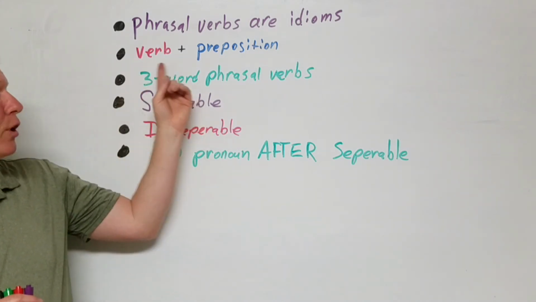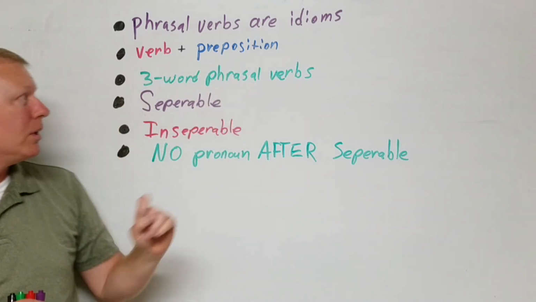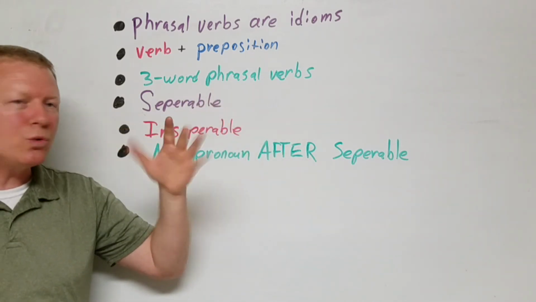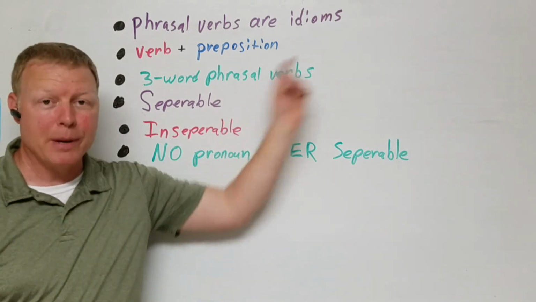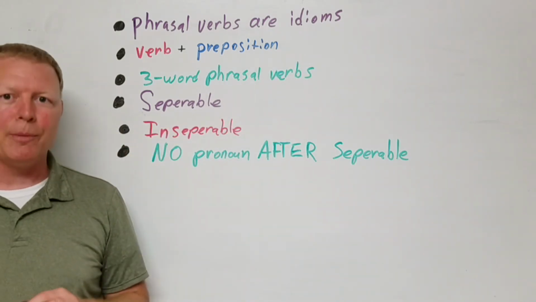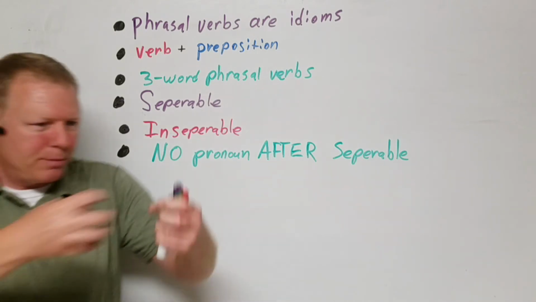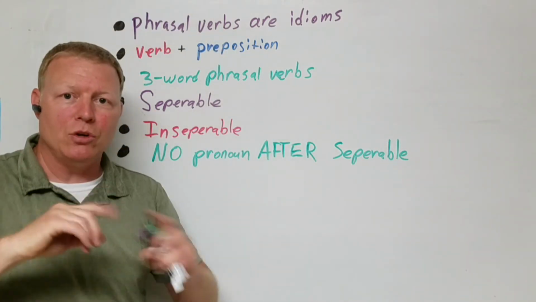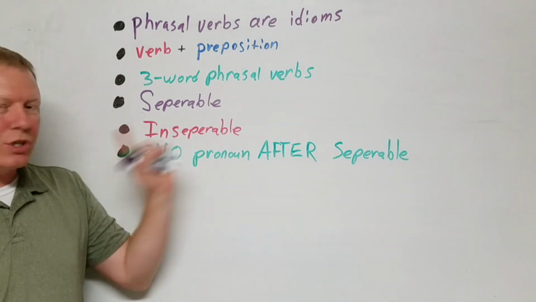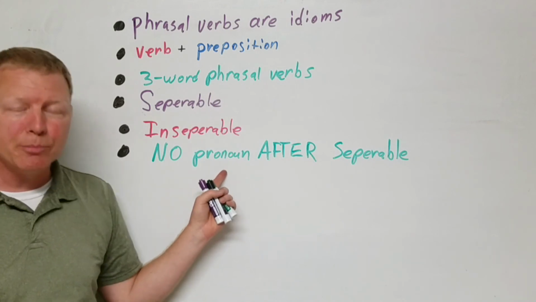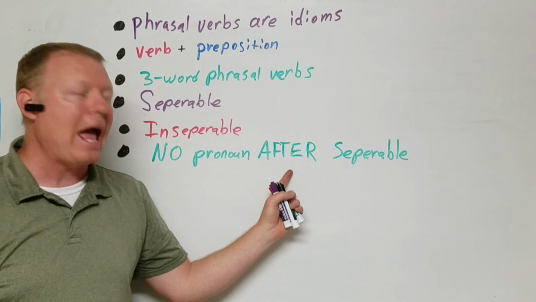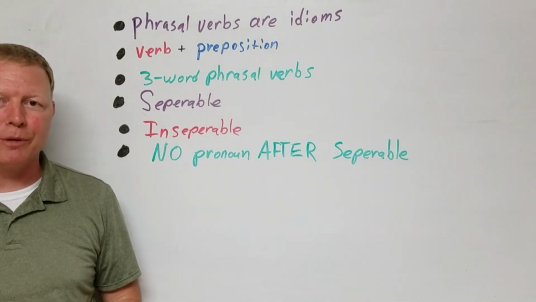Okay, we make a phrasal verb by using a verb and a preposition, and we do have 3-word phrasal verbs, which are usually verb, preposition, preposition. Okay. Also, we have separable and inseparable phrasal verbs. Some phrasal verbs you can separate and put the object in the middle. Some verbs you cannot separate. And of course, remember, if you use a separable phrasal verb, you can use a pronoun, but it must be in the middle. You can't use a pronoun after a separable phrasal verb.